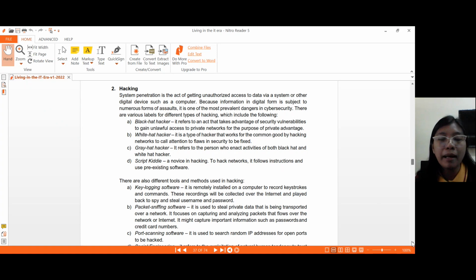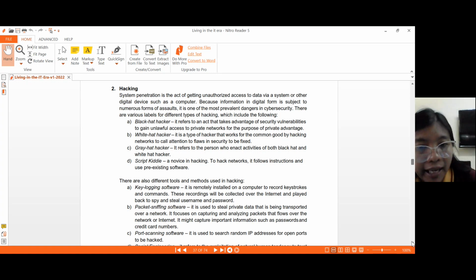And then white hat hacker naman, take note, this is just the opposite of black hat hacker. Black hat hacker is definitely negative, and white hat hacker is somewhat positive. Okay, so it's a type of hacker that works for the common good by hacking networks to call attention to flaws in security to be fixed. So yung purpose sa white hat hacker ay maganda. Hinahack mo ang isang system para sa common good o para sa welfare ng mga tao, pangkalahatang kabutihan. For example, hinahack mo ang isang system para mapigilan ang pagsabog ng bomba sa isang partikular na lugar. White hat hacker ang tawag doon.